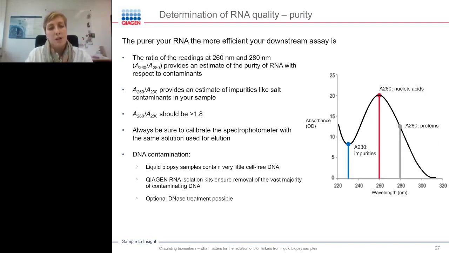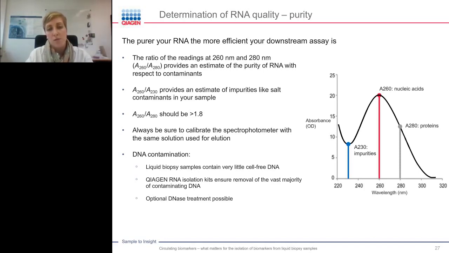RNA quality and purity is usually determined by the ratio of 260 nanometers and 280 nanometers. This ratio tells you how much contamination you have in your sample and especially how much protein you have. Another measurement is the ratio between 260 to 230, which tells you how many impurities like salts you have in your sample.